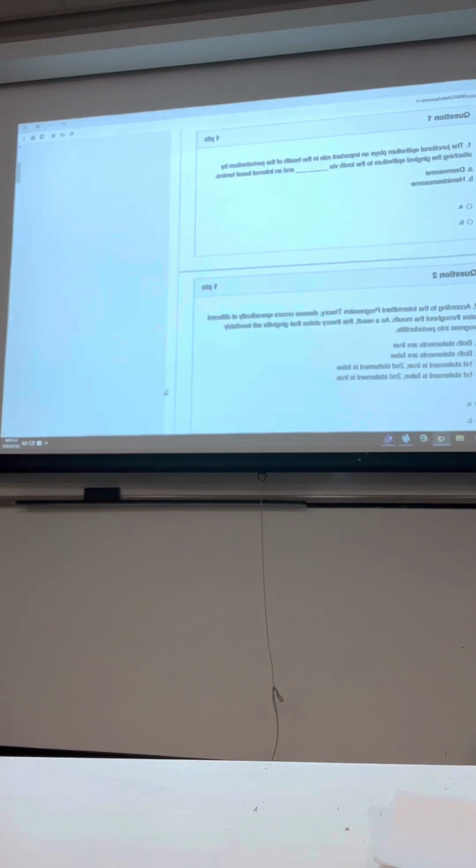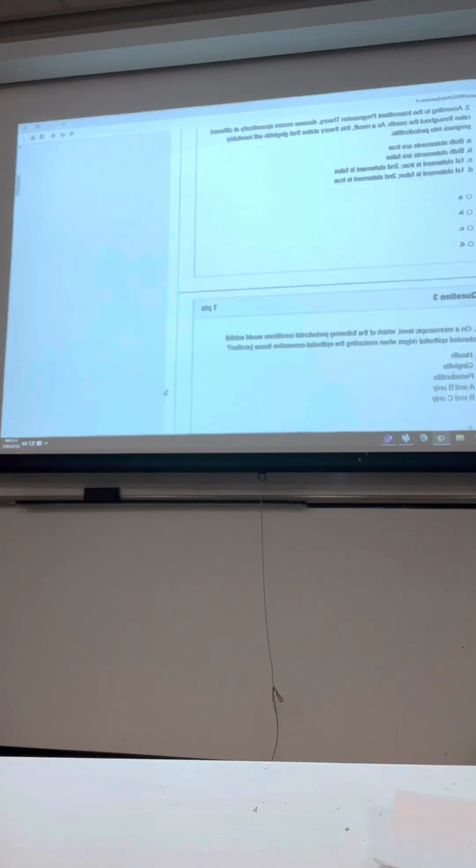So question number 1, the junctional epithelium plays an important role in the health of the periodontium by attaching the gingival epithelium to the tooth via hemidesmosome and internal basal lamina. Why is it hemi? Connective tissue zone. Two different things, right? Very good.